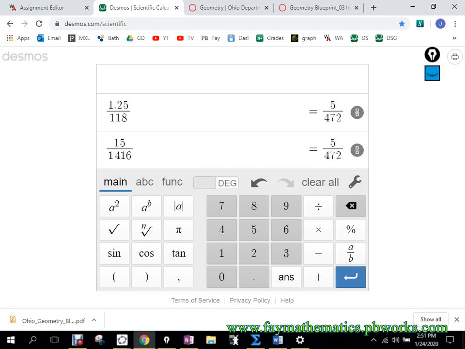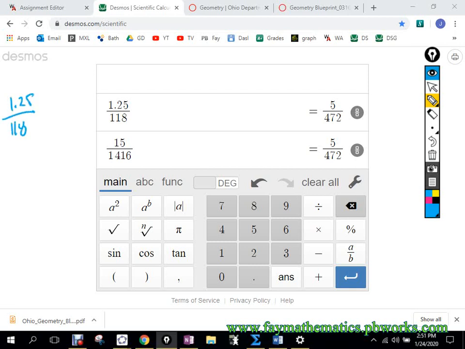Do you guys know anything about how I would check? Because this is going to lead us into the next concept eventually. How I would check, even if I didn't put them both in the same format, how could I check that 1.25 over 118 is the same thing as 15 over 1416? Is there a way you could check that without having to use Desmos? Say it again? Cross multiply, okay?